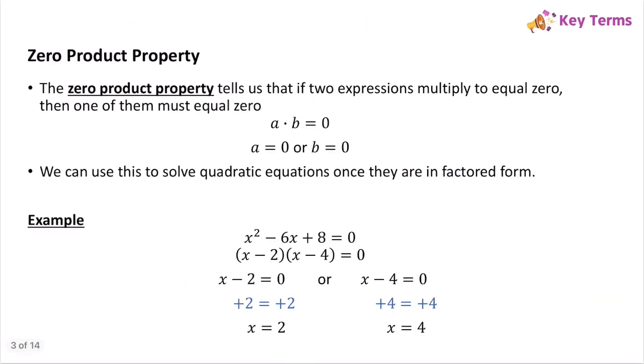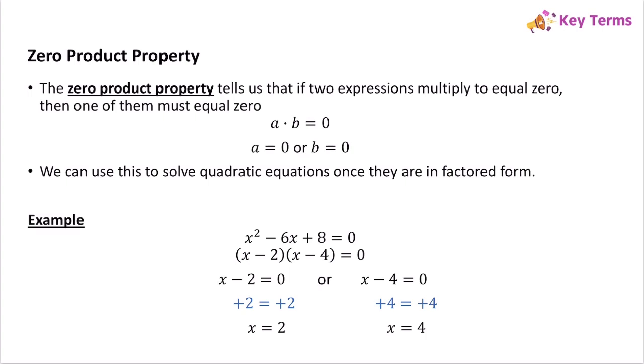So remember, we can also use the zero product property. It tells us that if two expressions multiply to equal 0, then one of them must equal 0. So for example, if we have a times b equals 0, that means that either a equals 0 or b equals 0. And we can use this to solve quadratic equations once they're in factored form.